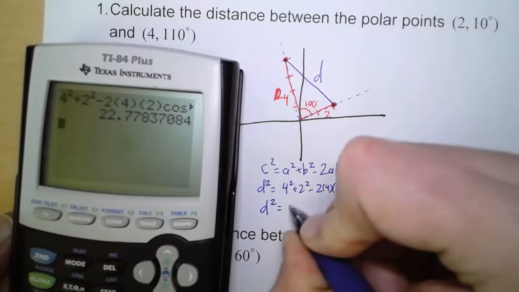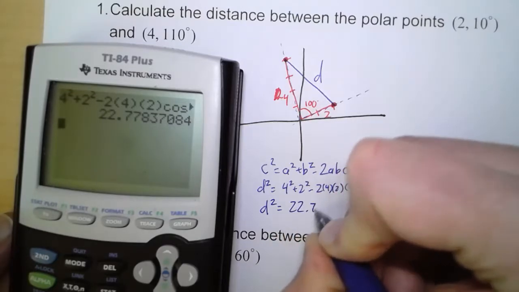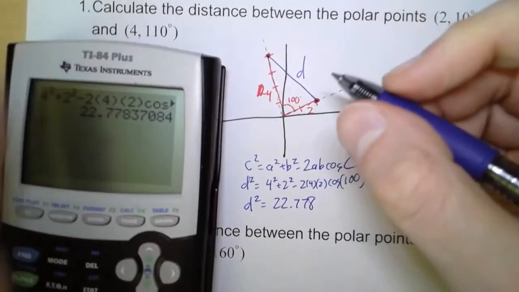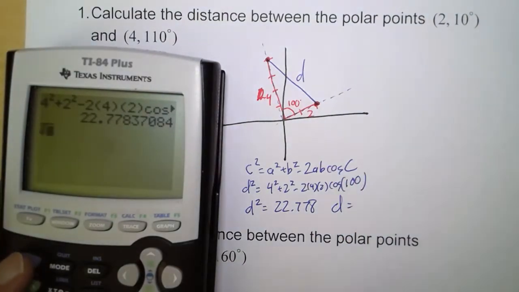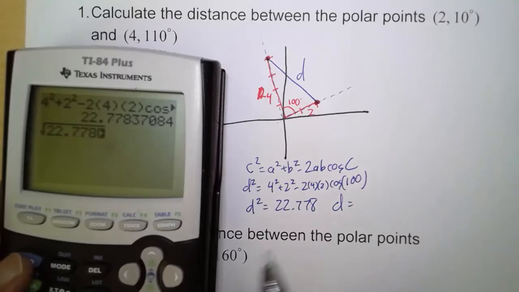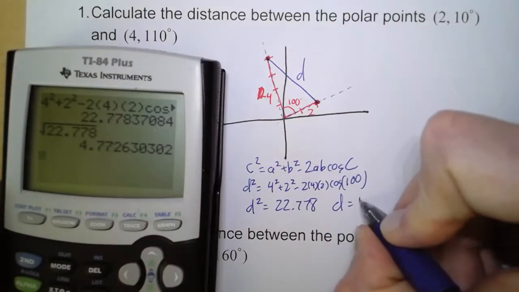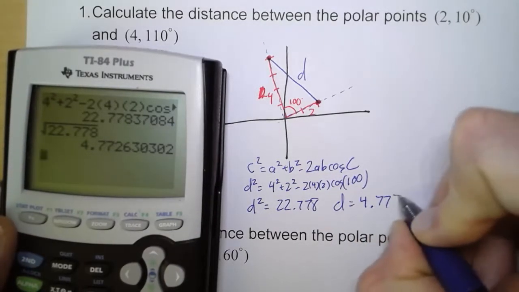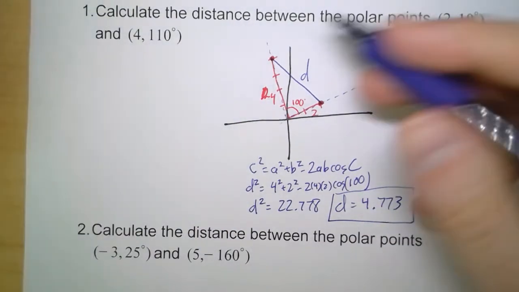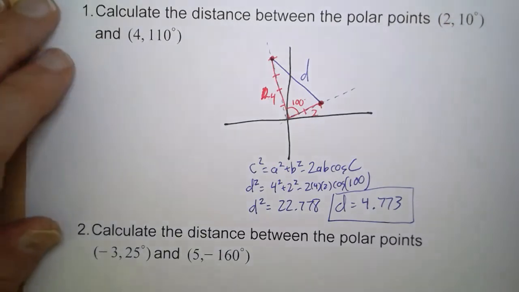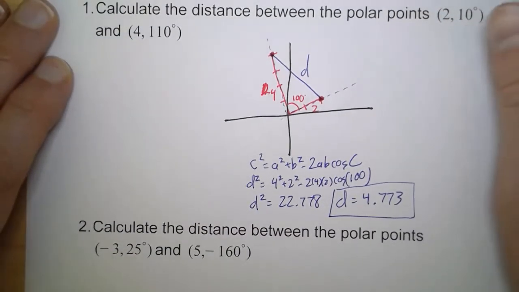So d squared equals 22.778. If we want d, the distance, we just take the square root of that, 22.778. And so our distance is approximately 4.773. So this is how we do this. We treat this as a triangle and we solve it using law of cosines.